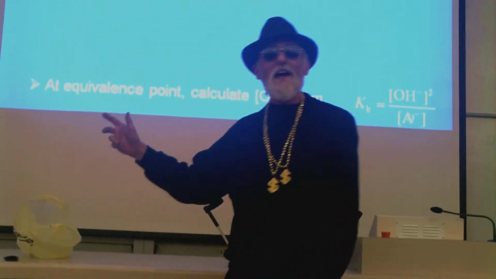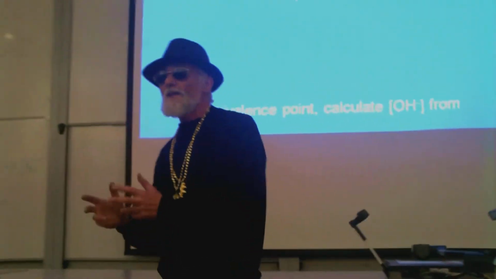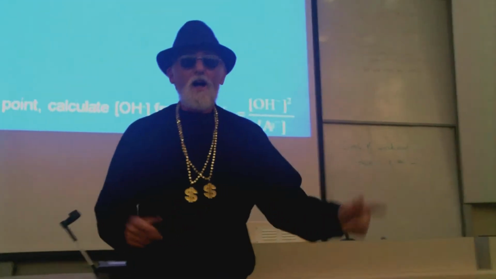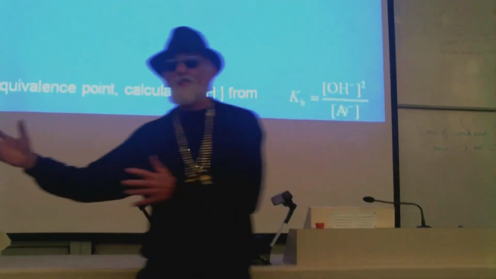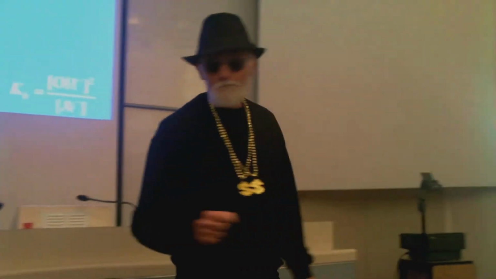You take the Ka times the acid's concentration. Then square root will give you H plus in moles per litre. Take the log, change the sign, fast as a cheetah. There's nothing neater, what could be sweeter?